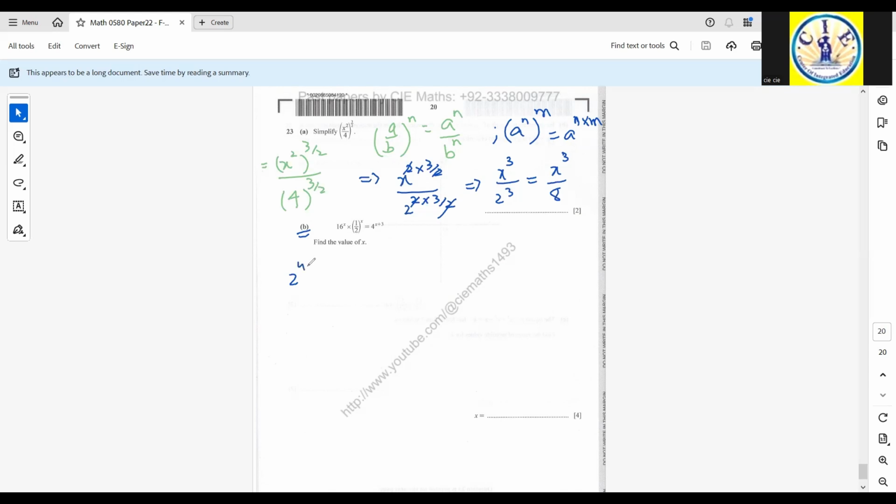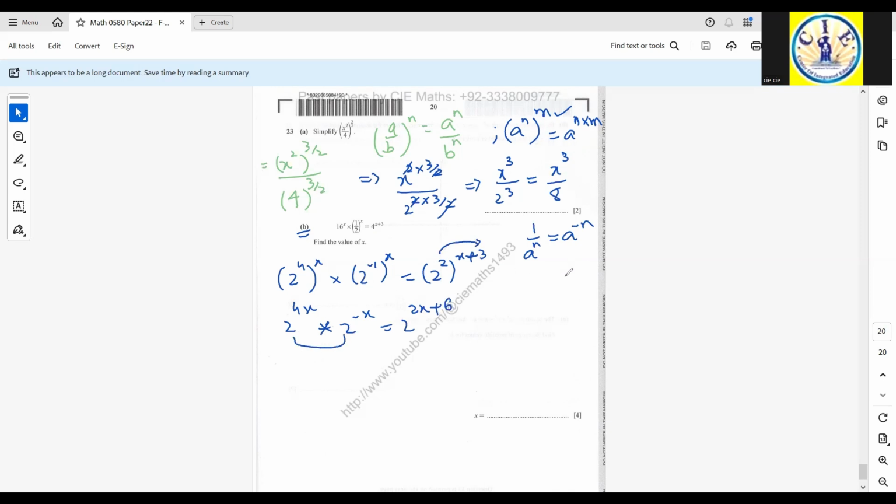And finally, for part B, 16 raised to the power x can be written as 2 raised to the power 4 whole raised to the power x, and then times 2 raised to the power negative 1 raised to the power x. There is a rule for indices that 1 by a raised to the power n, when it is shifted in the numerator, its power is going to change its sign. And on the right side, I can write it down as 2 raised to the power 2 whole raised to the power x plus 3. So this is 2 raised to the power 4x because of this rule, times 2 raised to the power negative x is equal to 2 raised to the power 2x plus 2 times 3, that is 6. So now the bases are same.